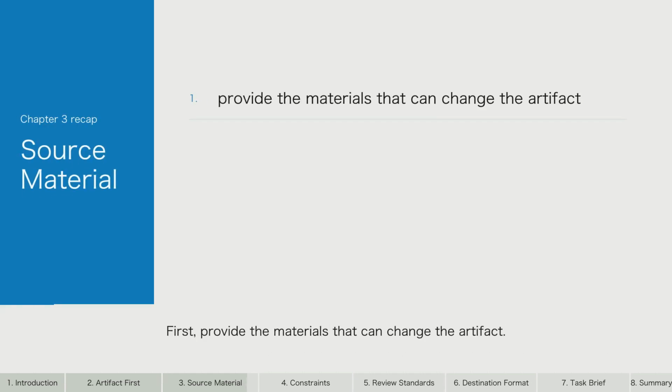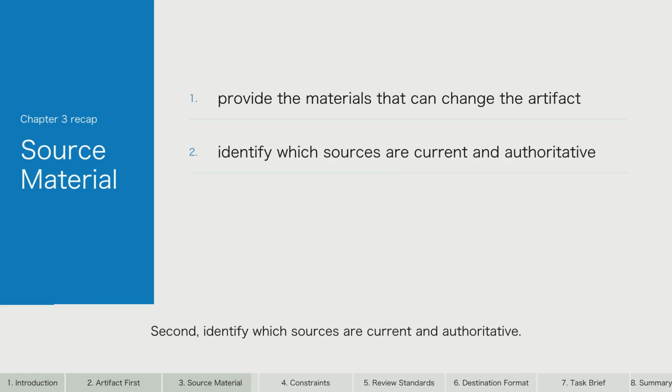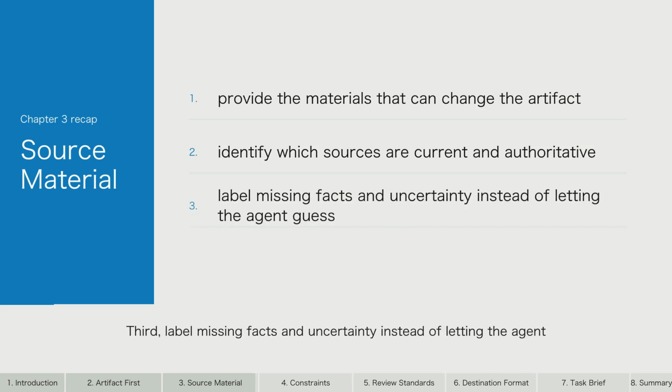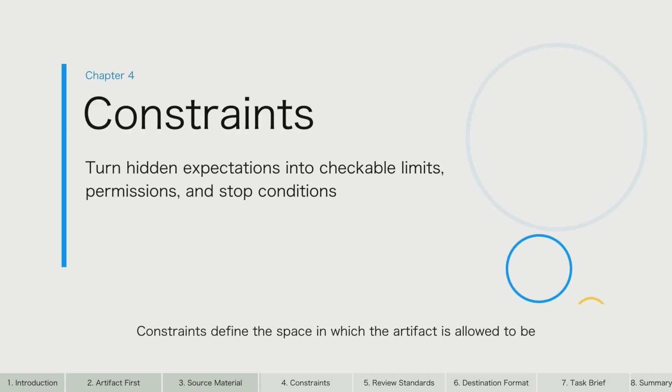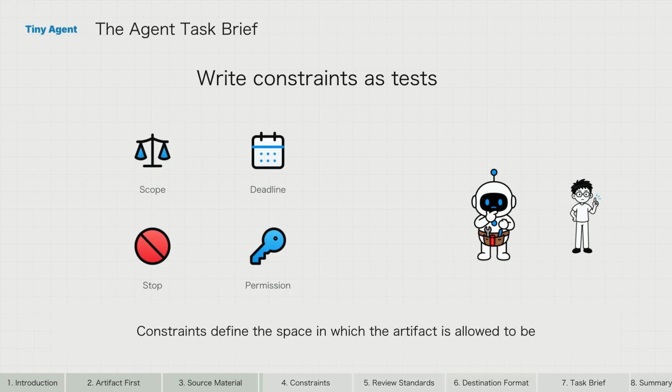First, provide the materials that can change the artifact. Second, identify which sources are current and authoritative. Third, label missing facts and uncertainty instead of letting the agent guess. Constraints define the space in which the artifact is allowed to be useful. They include deadlines, audience, scope, budget, permissions, prohibited actions, required claims, and statements the agent must not make.